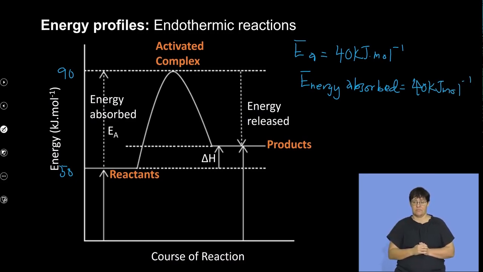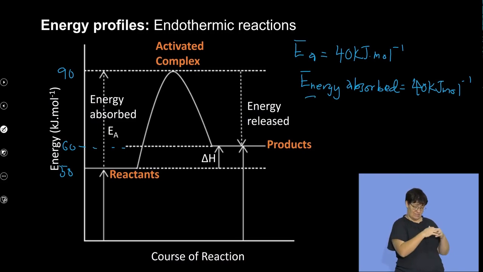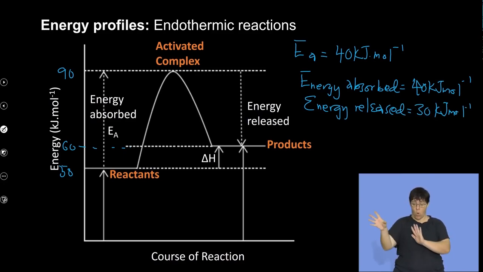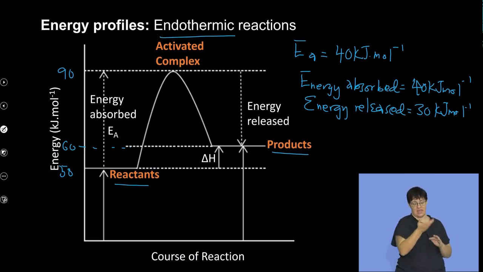All right, and then how much is released? From 90, let's say this is 60 kilojoules for argument's sake. So the products are at that energy level. So energy released is equal to, we have released from 90 to 60, 30 kilojoules per mole. So what are we saying here? We are saying that more energy is absorbed than released. Hence, we would refer to this as an endothermic reaction. At the same time, the products are at a higher energy level than the reactants. That's why we are saying more was absorbed than released.